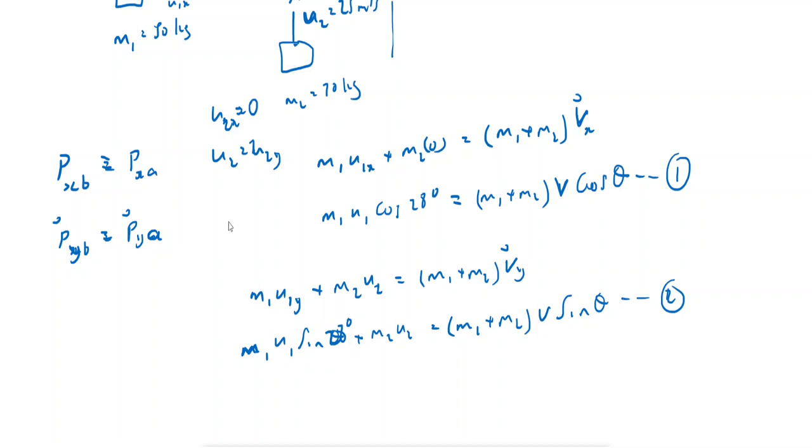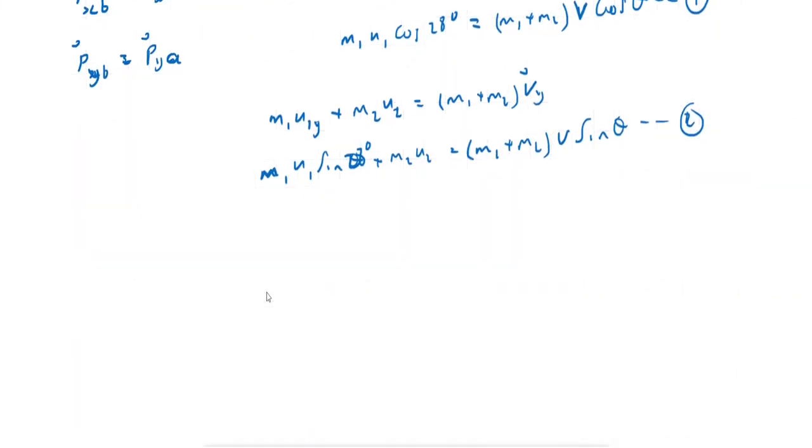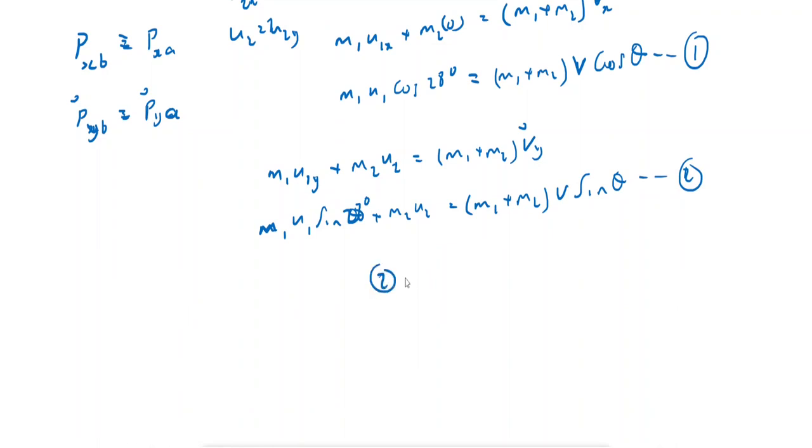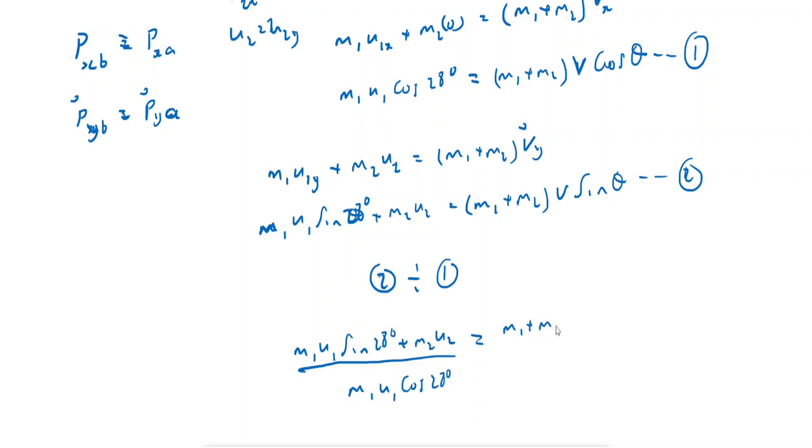And then what I'm going to do from here is take equation one and equation two, and divide equation two by equation one. So on the left-hand side, I have m1 u1 sine 28 plus m2 u2, divided by equation one, m1 u1 cos of 28. This is going to be equal to, on the right-hand side, (m1 plus m2) v sine of theta divided by (m1 plus m2) v cos of theta.